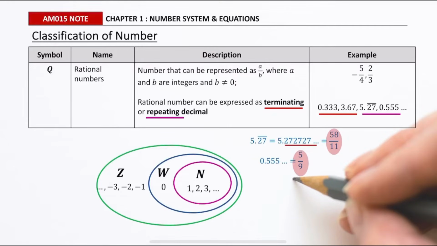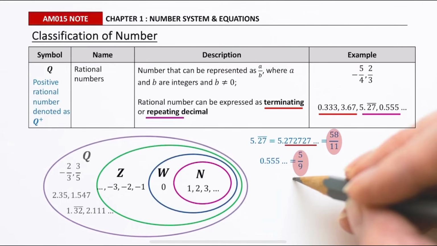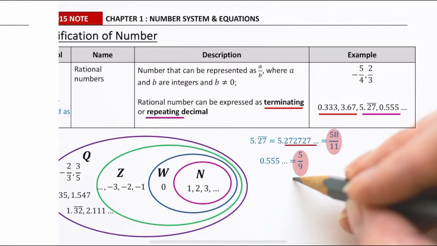Rational numbers can be either positive or negative. The positive rational numbers are denoted as Q plus. All of the integers are also part of rational numbers. Thus, integers are a subset of rational numbers.